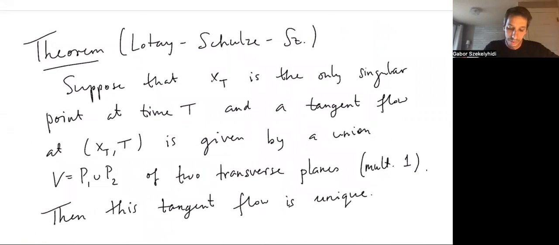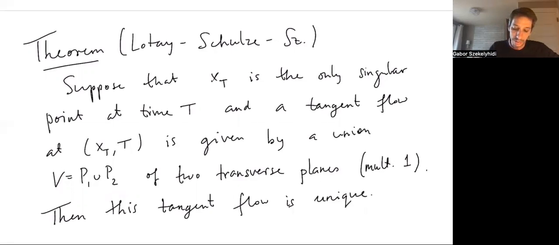All right, so we are always assuming these basic things, and the main result that I will be discussing today is the following theorem, joint with Lotay and Schulze. So this says that suppose we assume that at this final time, capital T, there's only one singular point, namely x_T. And let's suppose that at this singularity, there is a tangent flow, which is given by a union P1 ∪ P2, which is a union of 2 transverse planes with multiplicity 1. So we don't allow any double planes.